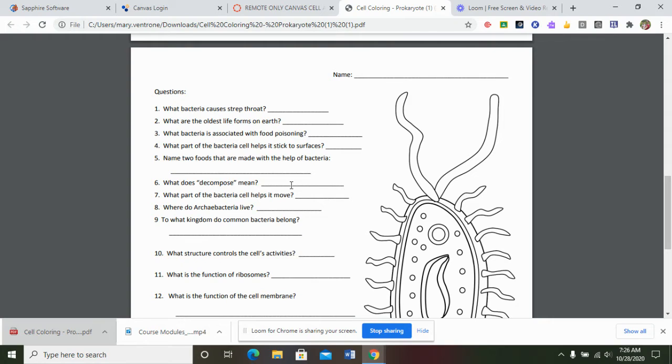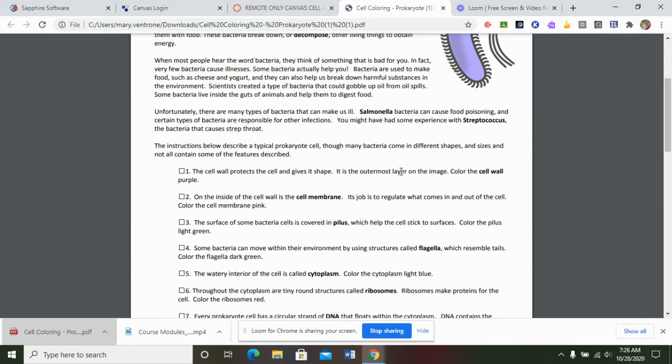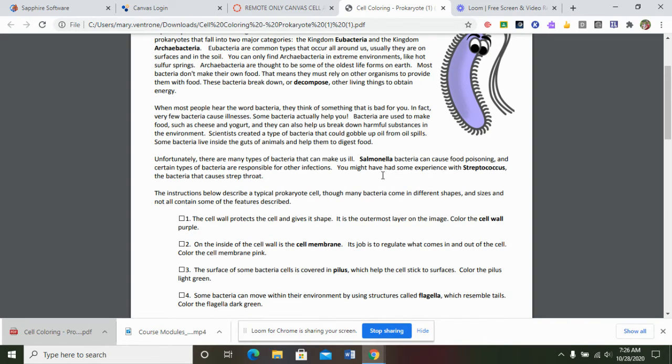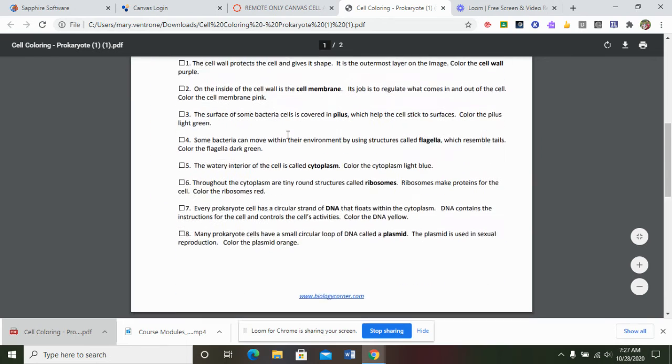Name 2 foods that are made with the help of bacteria. Cheese and yogurt was what it said in our reading. What does decompose mean? If you don't know decompose in this language up here, think about decomposing. Trash is supposed to decompose. Some people have decomposition piles outside where they throw old fruits and vegetables and they decompose over time. So it means that it's going to break it down.